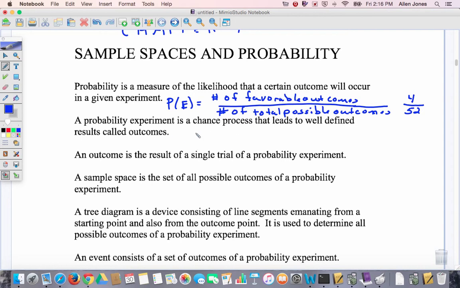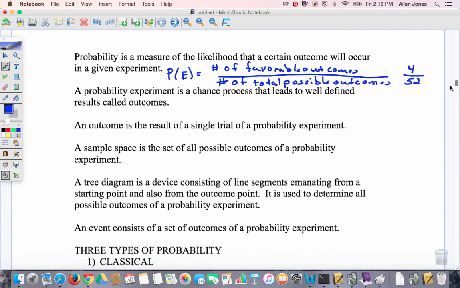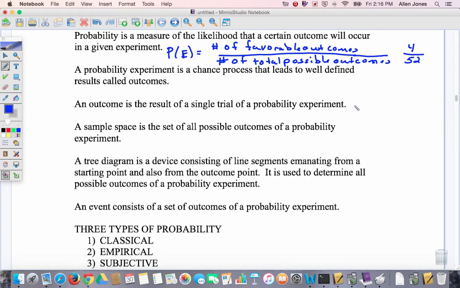We talk about an experiment. That's our chance process. Outcome is the result of a single trial. So I draw a card out. That one card is my outcome. A sample space is the set of all possible outcomes of a probability experiment. So for my deck of cards, my sample space would be a listing of all 52 cards: Ace of Hearts, King of Hearts, Queen of Hearts, so forth for each of our suits. So all of our possible listings.